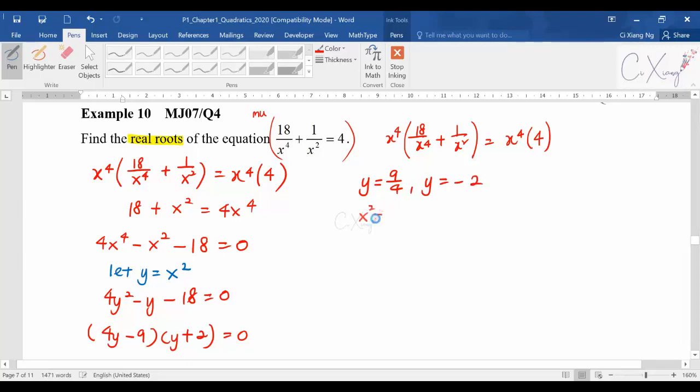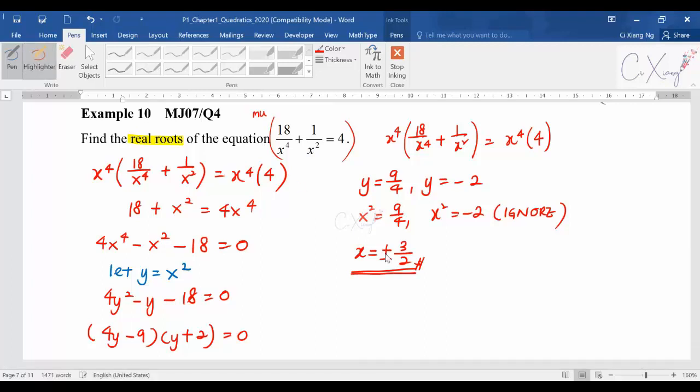So x squared equals 9 over 4, and x squared equals negative 2. If you continue further to get x, it will be plus minus 3 over 2. And for this part, you will get a math error. Therefore, we ignore it. For this example, because you take the square root on your own, you need to include the plus and minus sign. So this is how we do it.